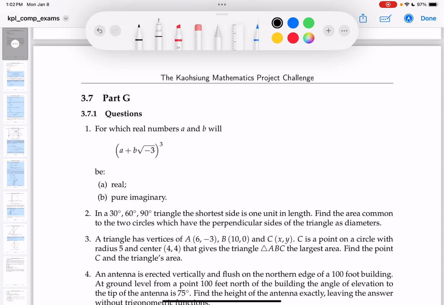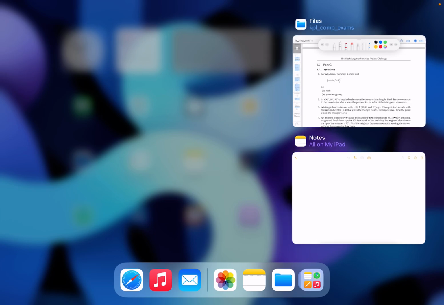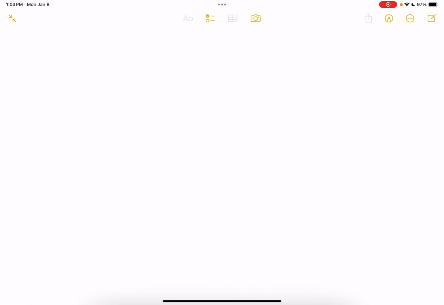Okay, number one, we're given a binomial that's being cubed, and we're told that a and b are real numbers, and they want to know when is this going to be just a real number when I do the expansion, and when is it just going to be a pure imaginary number. So let's go to the whiteboard, and I know it's a binomial, and I'll write this one down for you.